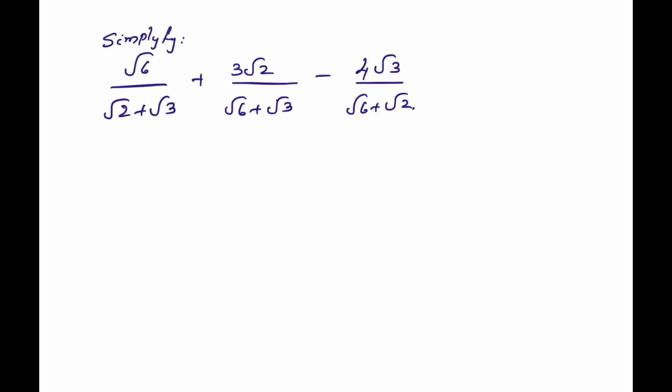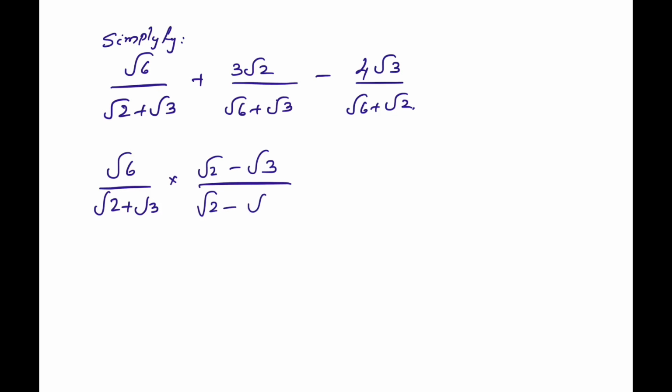So this is a rationalization question. So we have 3 terms now. We will take them separately, rationalize each and then simplify, because if we do it together, it will become a mess. So we will take root 6 by root 2 plus root 3. As I told you, you have to make your denominator a plus b into a minus b. So you have to multiply the numerator and denominator by root 2 minus root 3.